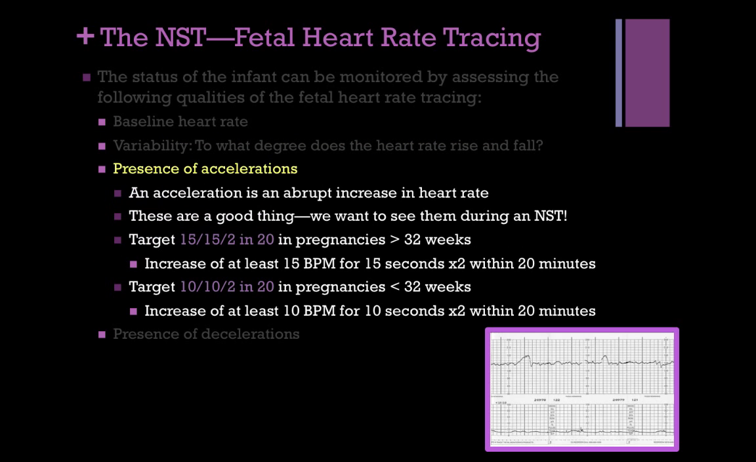Now, accelerations are measured to target 15, 15, 2, and 20. What does that mean? So we want an increase of at least 15 beats per minute, lasting for at least 15 seconds, 2 times within 20 minutes. So it's not just a carrot top peak, just really fast and back down. We want slightly sustained, about 15 seconds long, and then coming back down. And it should be occurring at least twice in 20 minutes. So this is a good reactive NST. We don't see any decelerations here, and we have good moderate variability as well.